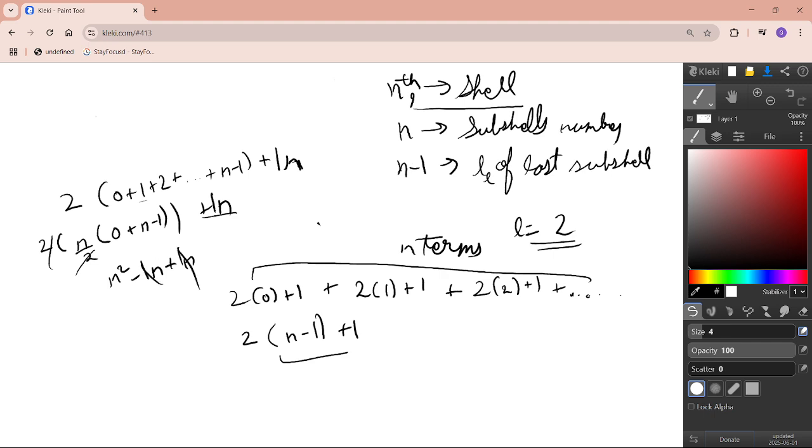So n squared is the number of orbitals present in the nth shell, and because each orbital can carry 2 electrons, 2n squared is the number of electrons that can be, keyword can be, present in an nth shell. 2n squared, the maximum number of electrons. That's it.